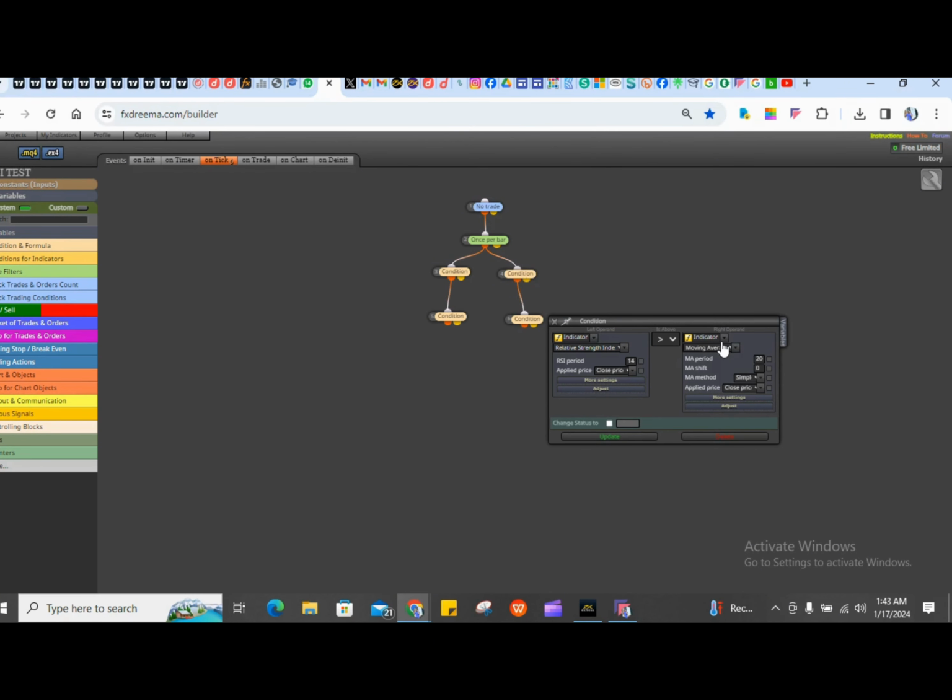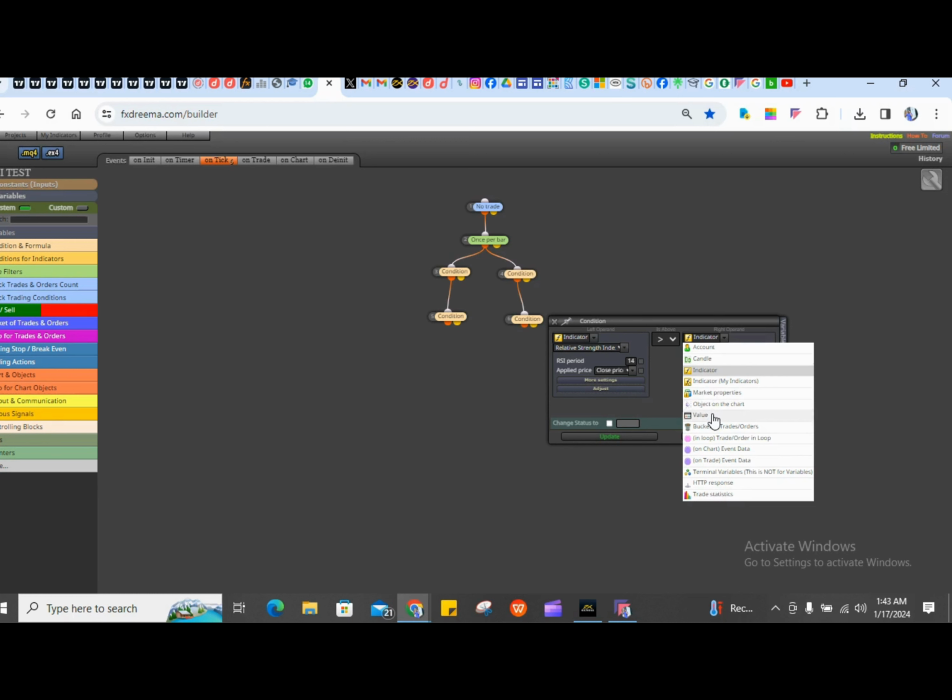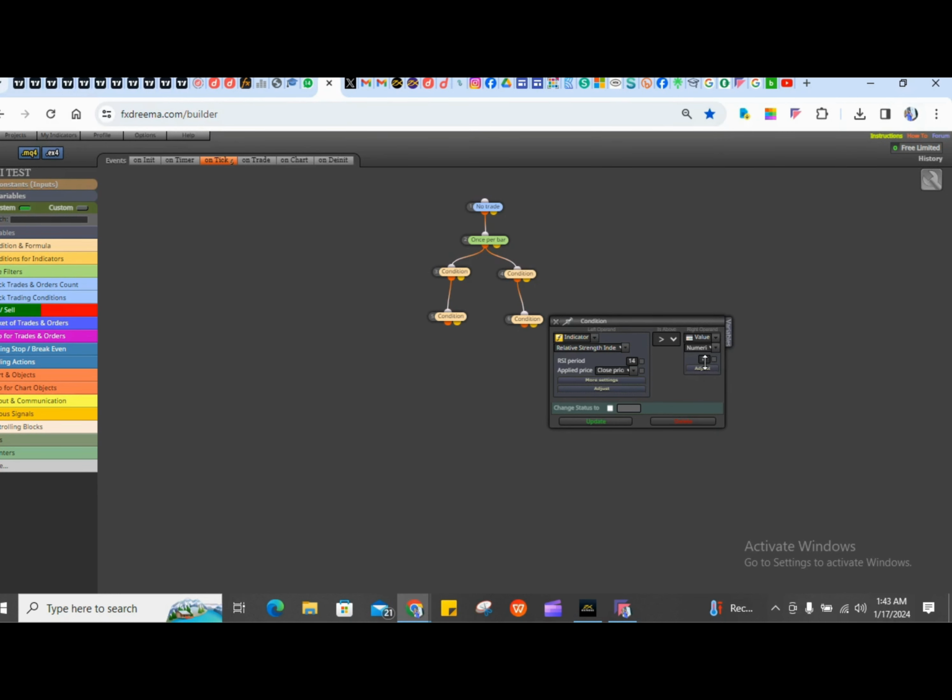Then here is going to be value, which is 70. Don't forget, 70 is for sell. Now, if the candlestick touches 70 and above, or is above 70, you should take a sell. Now, look at it now.